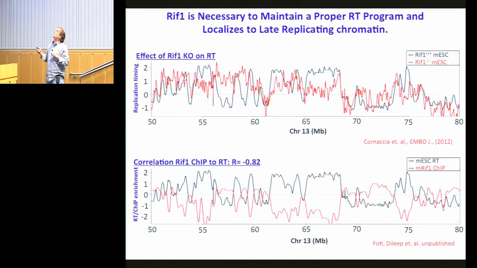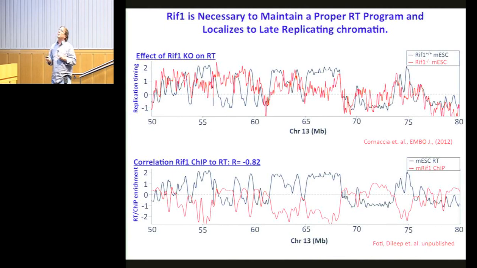Here is the replication timing program of wild-type mouse embryonic stem cells. These are conditional knockouts, so it's an acute loss of the gene product. And in red is what happens when you lose RIF1. You can see there's a real craziness to the replication timing program. We don't yet understand why it is so heterogeneous, why it appears so noisy. But we have early to late switches, and late to early switches, throughout the genome.